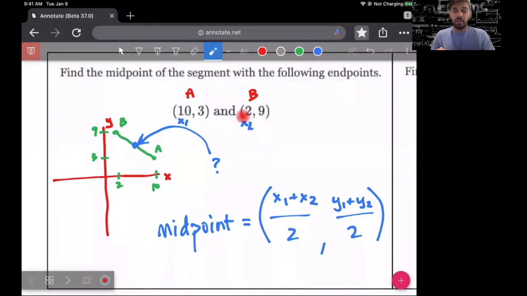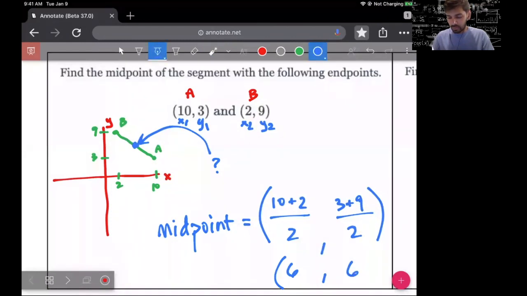So 10 plus 2. So I'm going to erase this and put 10 plus 2. Then I have y1 plus y2. y1 and y2, that's 3 and 9. So I got 3 plus 9. So now I just do the math here and I simplify this. 12 divided by 2 is 6. And then over here, 9 plus 3 is also 12 divided by 2 is equal to 6.